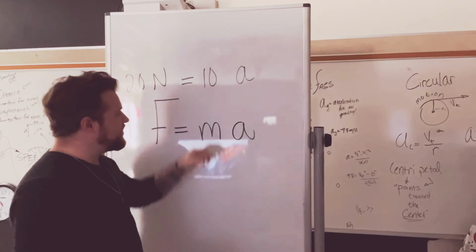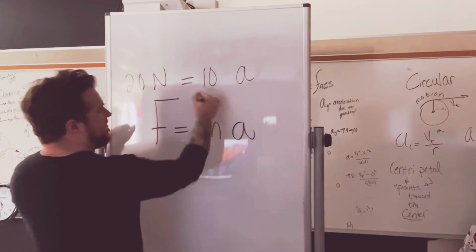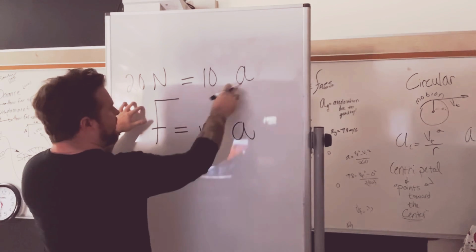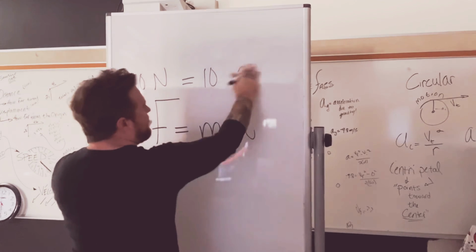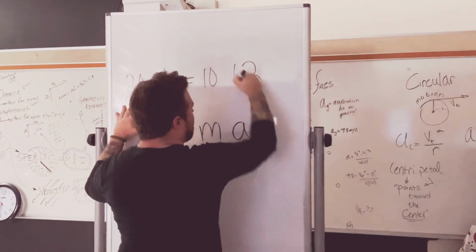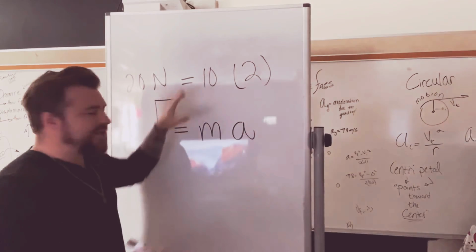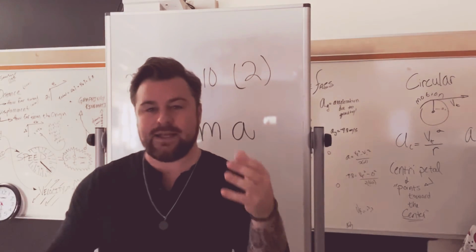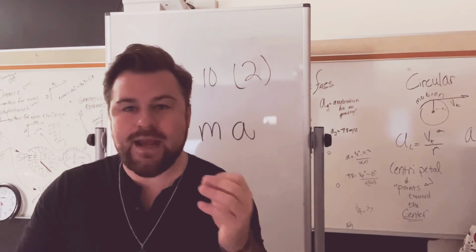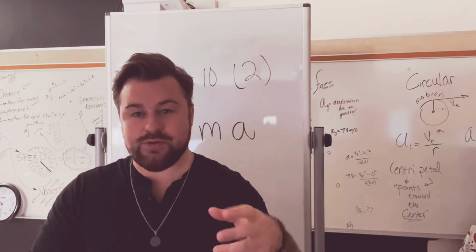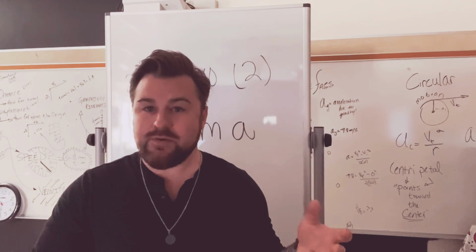If that's the net force, you should see that's what? Both sides divide by 10. You should see that this acceleration would be 2 meters per second squared. So this is just a simple mathematical explanation of how mass and acceleration are proportional to the force that is required to move the object.